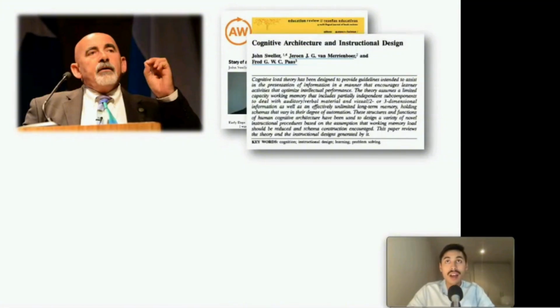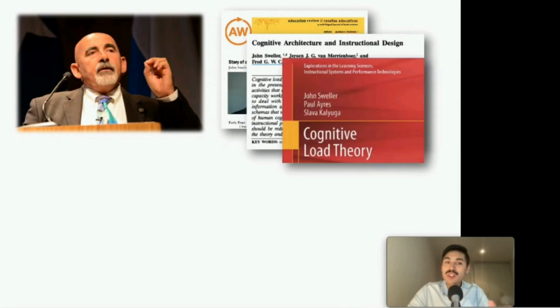Then I read this very seminal paper from Sweller, Van Merriënboer, and Paas. And then I struggled with, I wouldn't say that I read first time around, but I really struggled with this text on cognitive load theory, the kind of seminal text, the book on the topic. But after reading, I still had questions.